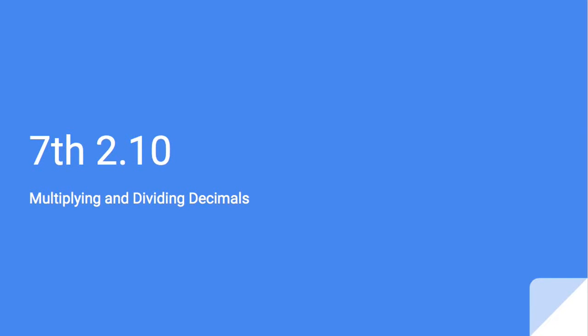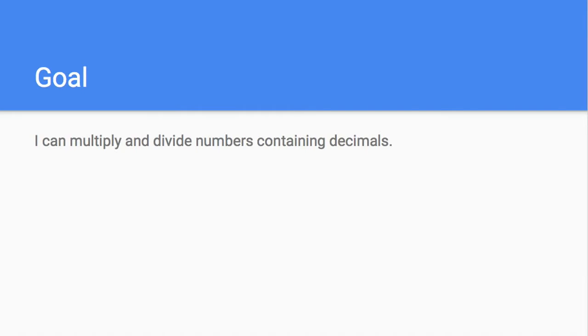Seventh grade lesson 2.10, and this is the last lesson, is over multiplying and dividing decimals. And I decided to put them all into one video. It's going to be a little bit longer probably because we're going to have some examples that we need to go through, but it shouldn't be too bad. And this should be review for you. Now our goal by the end of this video and the end of this lesson, you are going to be able to multiply and divide numbers containing decimals.